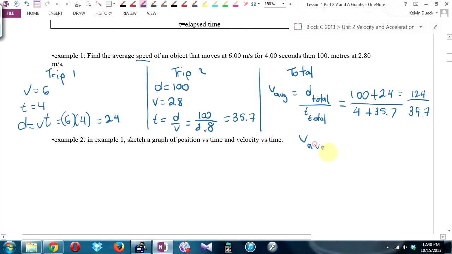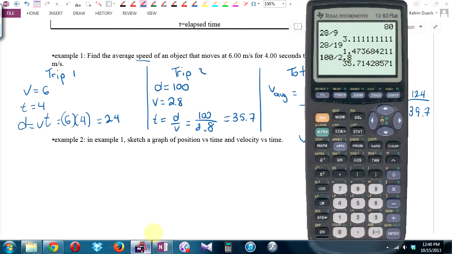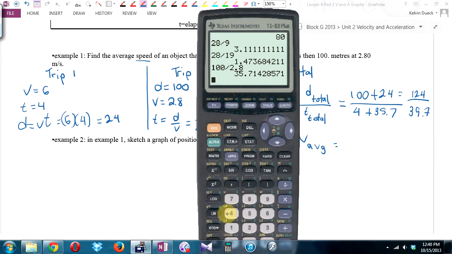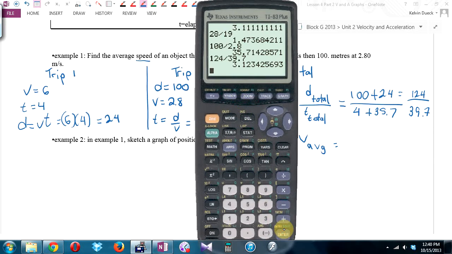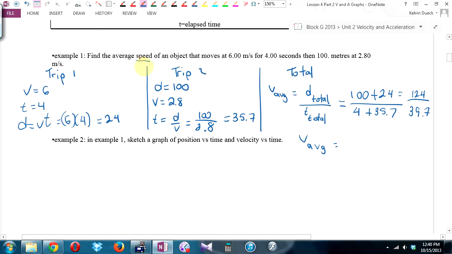What is the average speed? Apparently, it's going to be 124 divided by 39.7. Looks like my average speed was 3. Let's see. Now I'm going to go look at my original data. How many sig figs? 3. How many sig figs? 3. How many sig figs? 3.